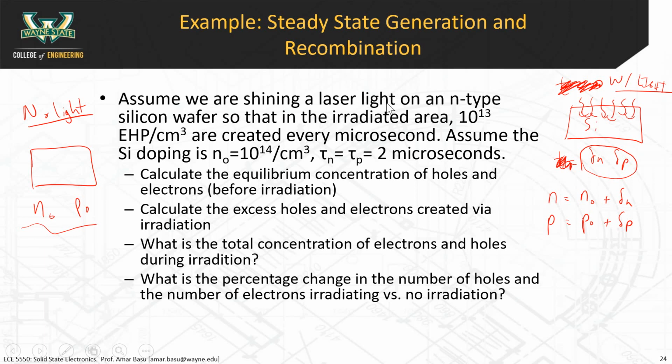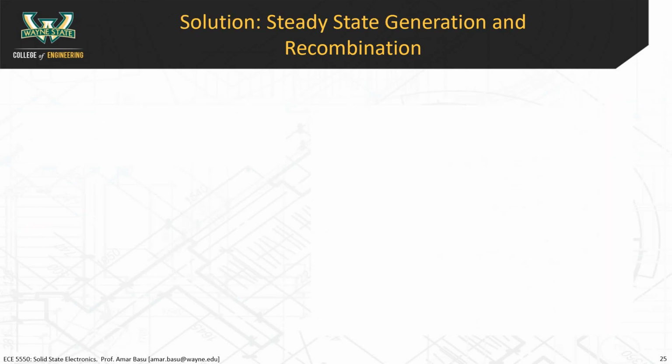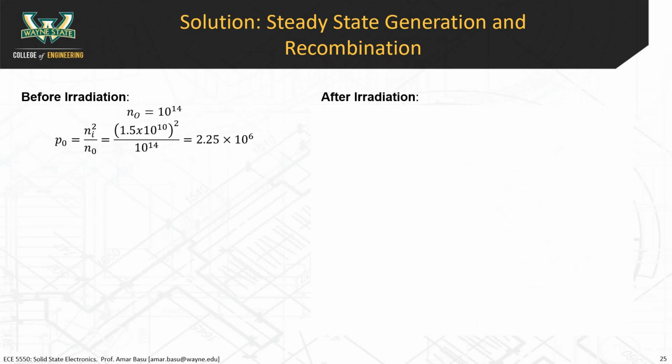10 to the 13th electron-hole pairs, this is the generation rate. So this is your G_OP, the optical generation rate. You're given your tau n and tau p, and you're also given the doping. So before irradiation and after irradiation. I don't know if you have this written down in your notes or not, so please do write this down. I just wanted to leave it blank so you can fill it in yourself.